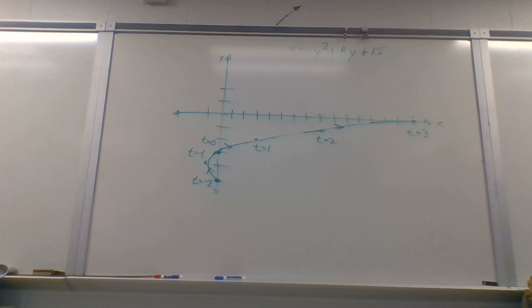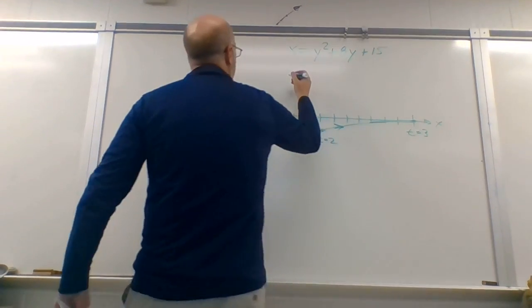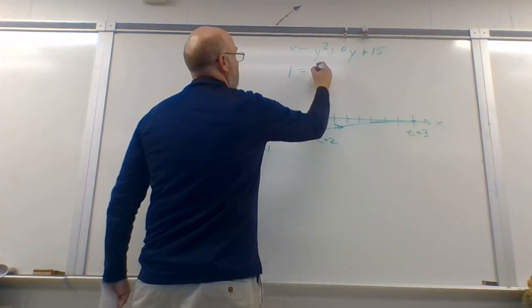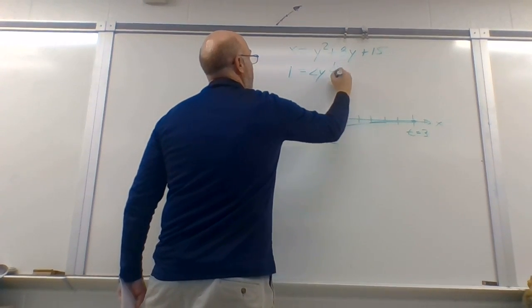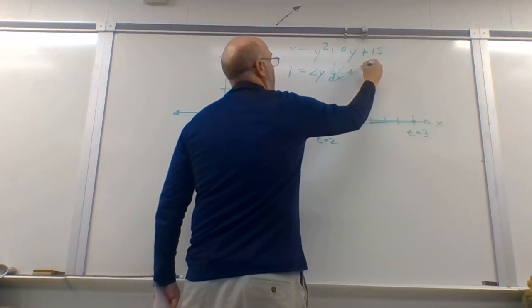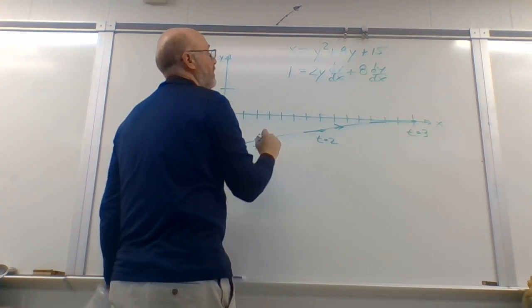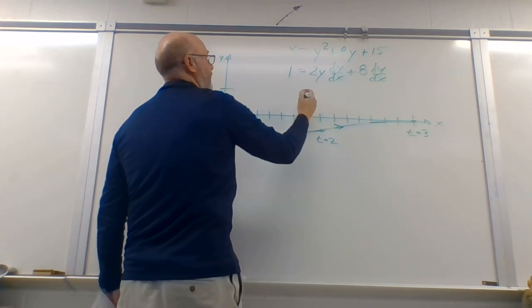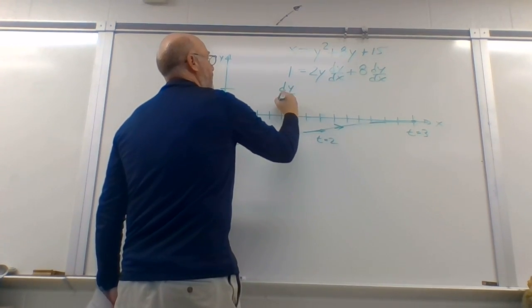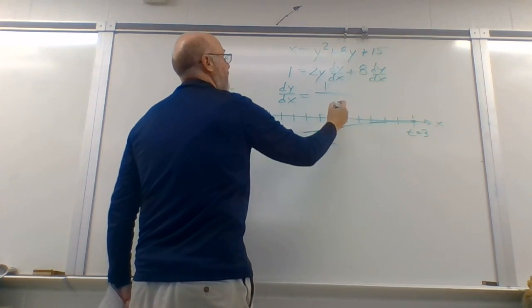Any joy? What type of differentiation am I doing? Implicit, great. I get 1 equals 2y dy over dx plus 8 dy over dx. Most of you did a pretty solid job on this on your quiz. I can factor out the dy over dx and then divide, and so I get... I'm hoping you can kind of visualize this. I'm going to flip-flop my sides, but I get this.